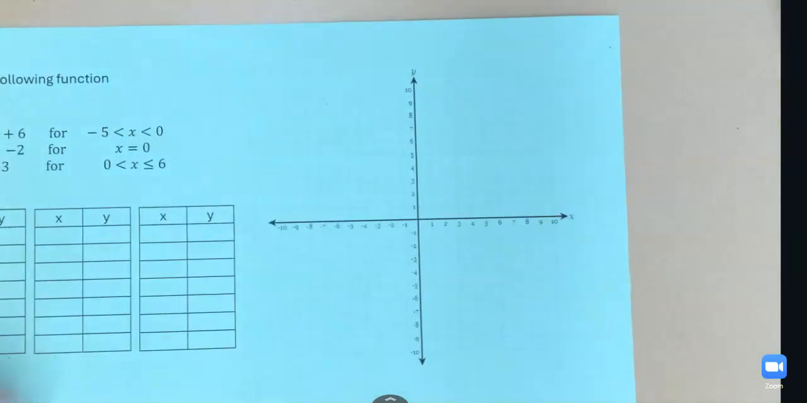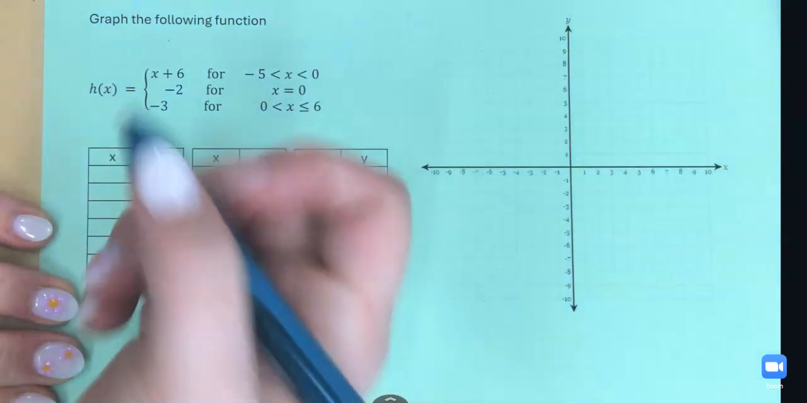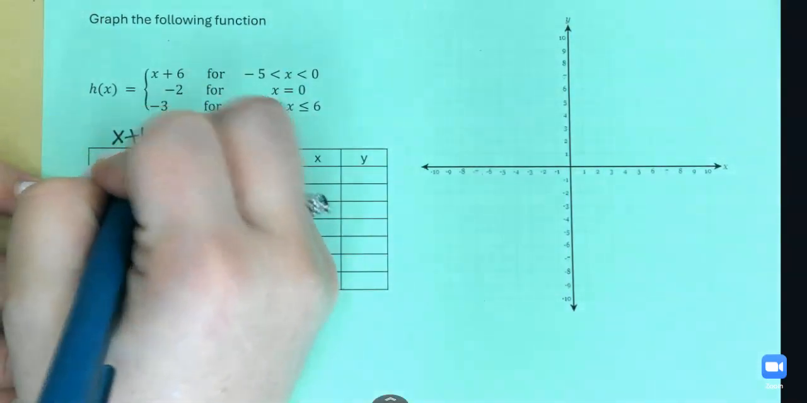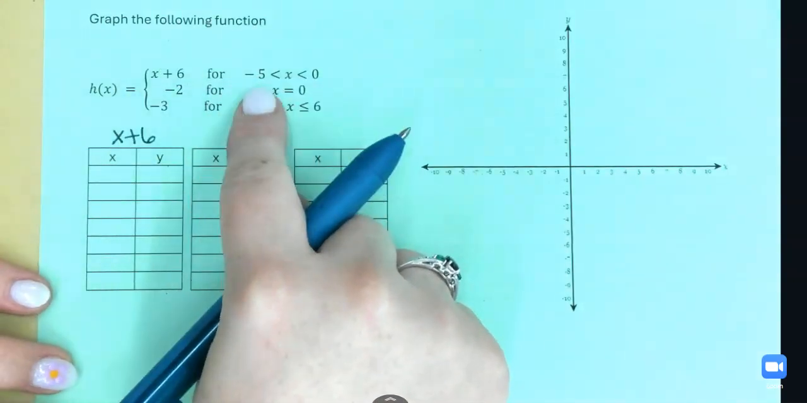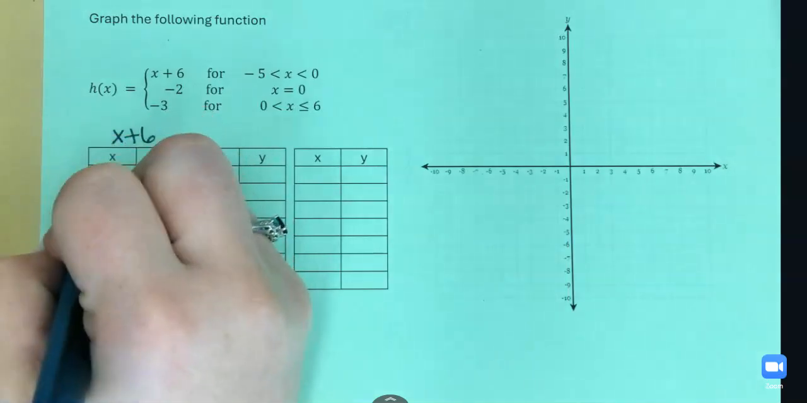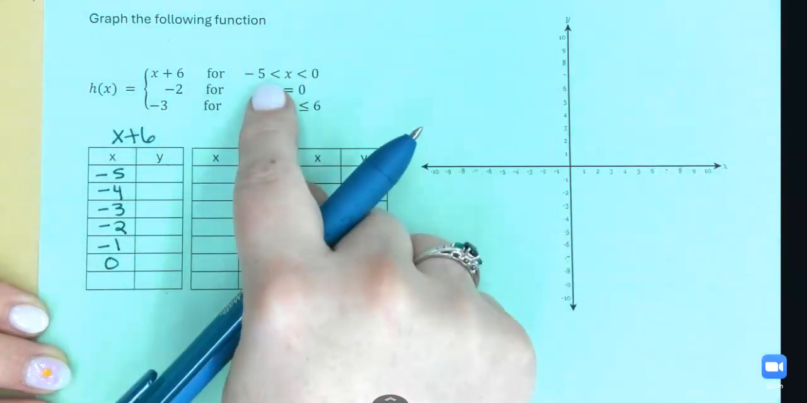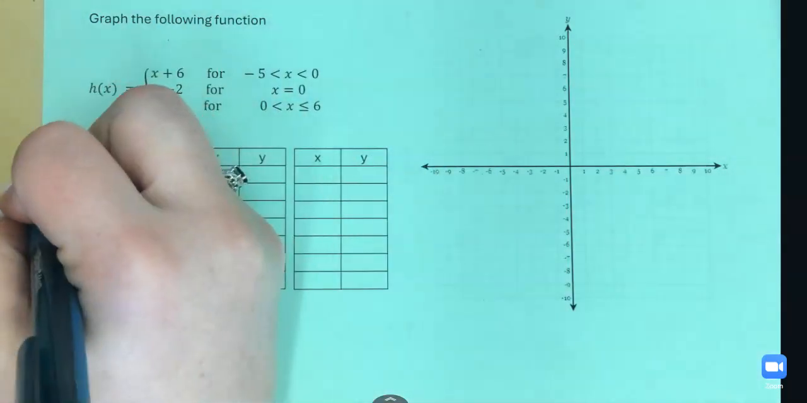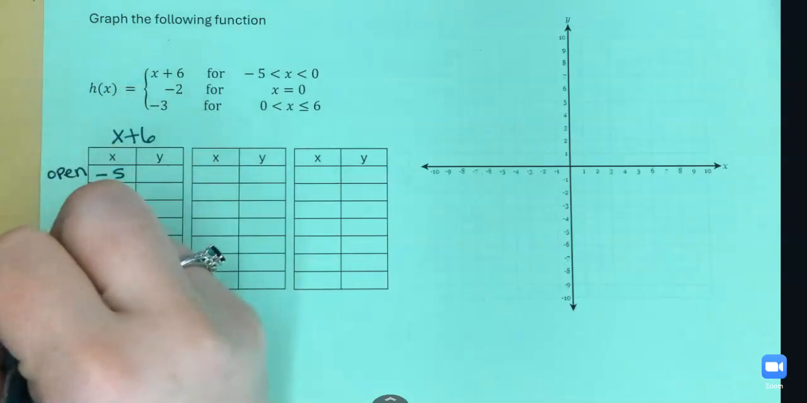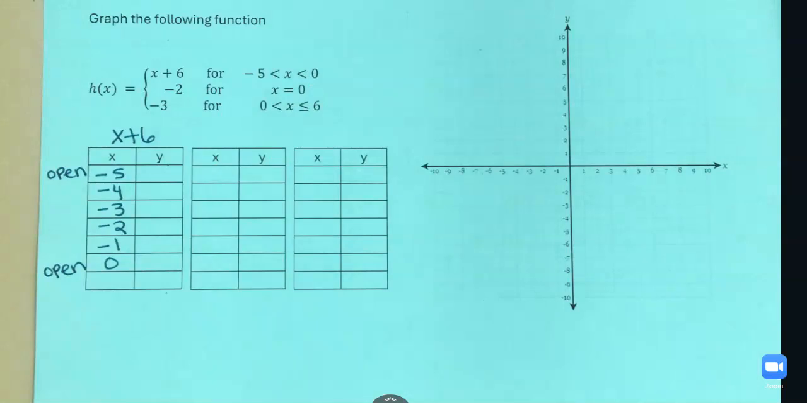Okay, one more example of graphing these piecewise functions. On this one, I have 3 equations, so I have 3 tables, again, one for each. I'm going to start with x plus 6, and this one has 2 distinct boundaries, -5 to 0, so I can only use numbers between -5 and 0 here. And at -5 and 0, both of those are going to be open circles because both of those do not have an underline. They're not included.